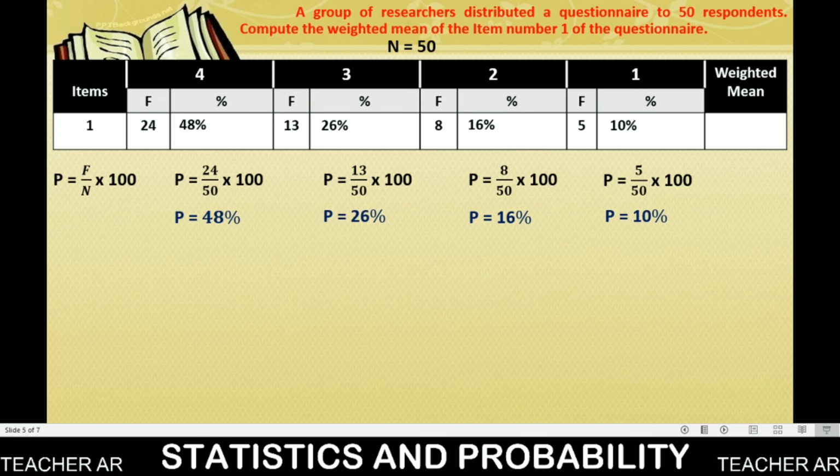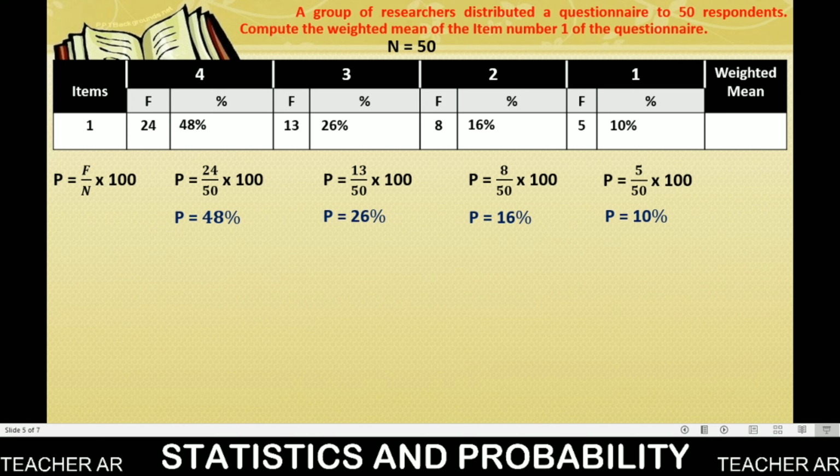And class, the most important thing, you always have to check and verify that the total of the frequency should result to N, which is 50. Like 24 plus 13 plus 8 plus 5 is equal to 50. And you also have to check and verify that the total of the percent must be equal to 100%. 48%, 26%, 16%, and 10%. So the total is 100%. Okay, so we are done computing the percent.